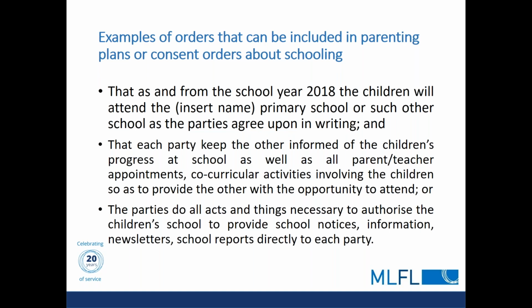Some examples of orders that can be included by your clients in parenting plans or that come up in consent orders and court orders about schooling: that as and from the school year in 2018, the children A and B will attend the X primary school or such other school as the parties agree upon in writing, and that each party keep the other informed of the children's progress at school, as well as all parent-teacher appointments and co-curricular activities involving the children, so as to provide the other with the opportunity to attend, or the parties do all acts and things necessary to authorise the children's school to provide school notices, information, newsletters and school reports directly to each party.